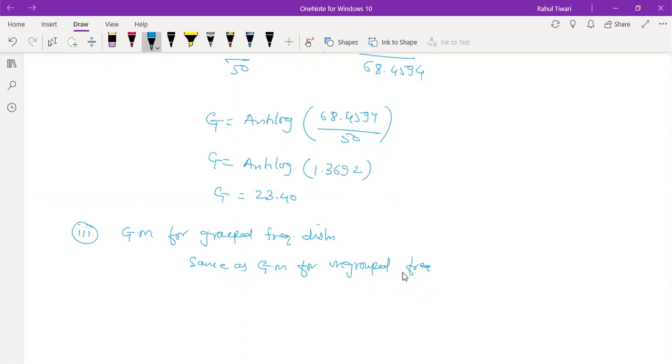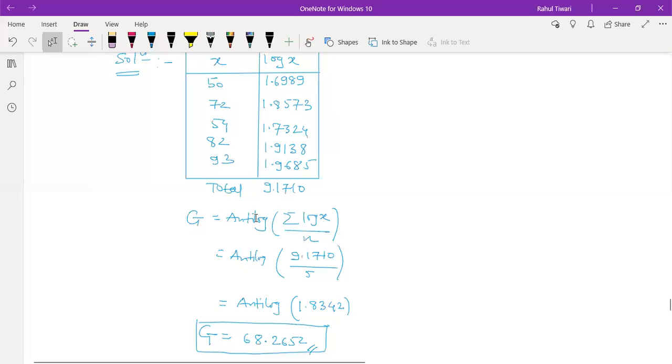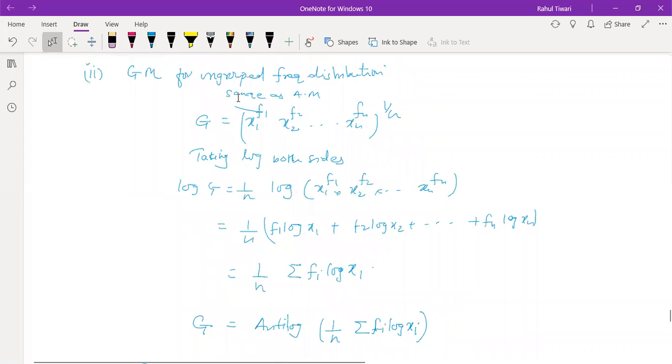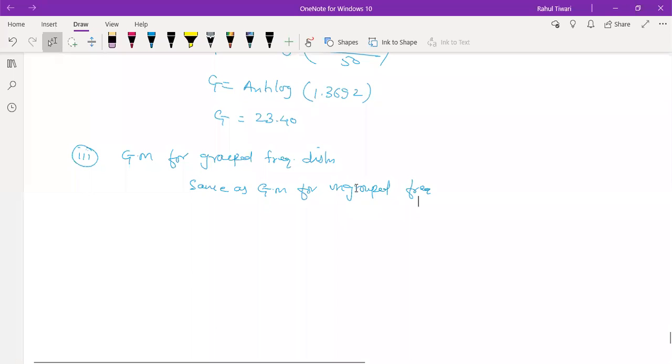Only the difference is what? What you have written here, same as above, same as AM of grouped, in this situation you have to take the same as AM of grouped that you have written. Are you getting the problem? Otherwise the definition is going to be the same. So we'll do the problem based on that.